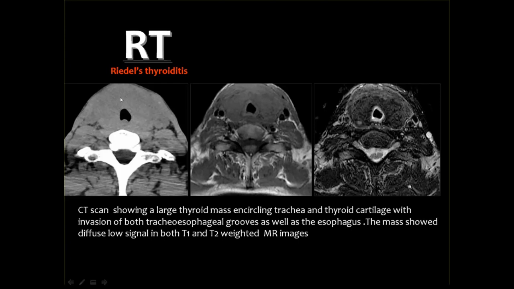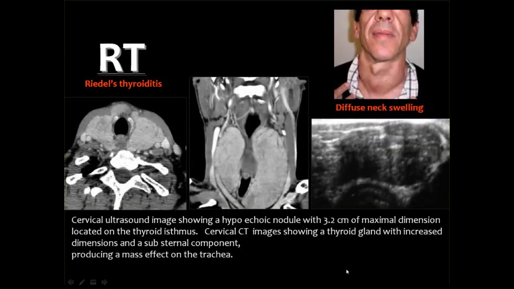Another example of Riedel's thyroiditis, you got homogeneous hyperdensity of the thyroid gland, low signal in the T1, very low signal in the T2 weighted image, and calcium may be present in this Riedel's thyroiditis. Another example, you see a strong enhancement of the enlarged thyroid gland, marked hypoechogenicity on ultrasound.